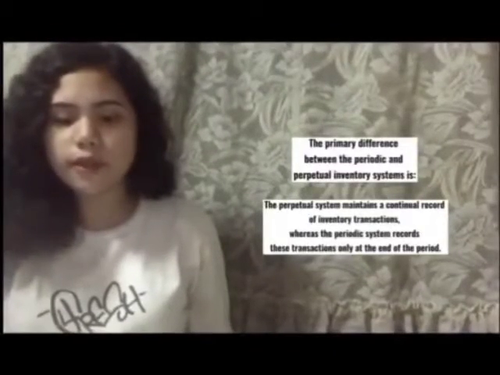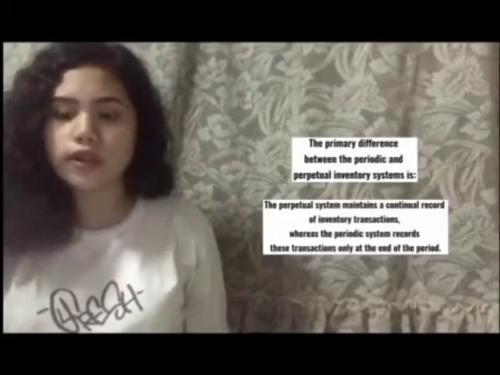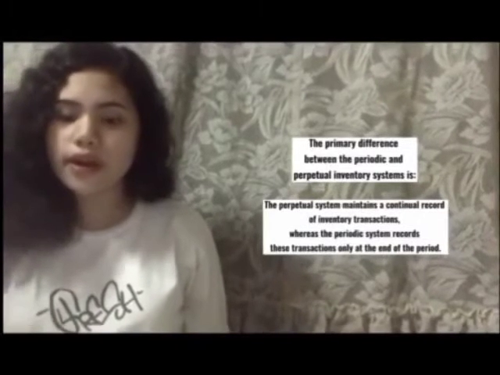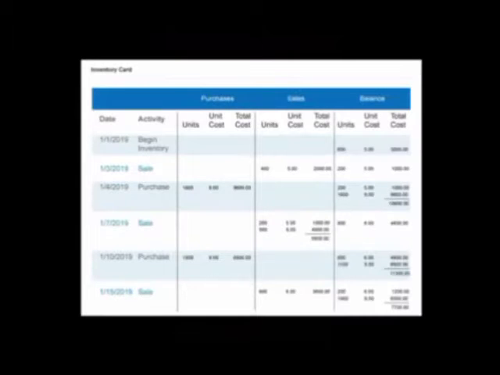So the primary difference between the periodic and perpetual inventory system is the perpetual system maintains a continual record of inventory transactions, whereas the periodic system records these transactions only at the end of the period. These are the advantages and disadvantages, and the perpetual inventory methods and formulas.